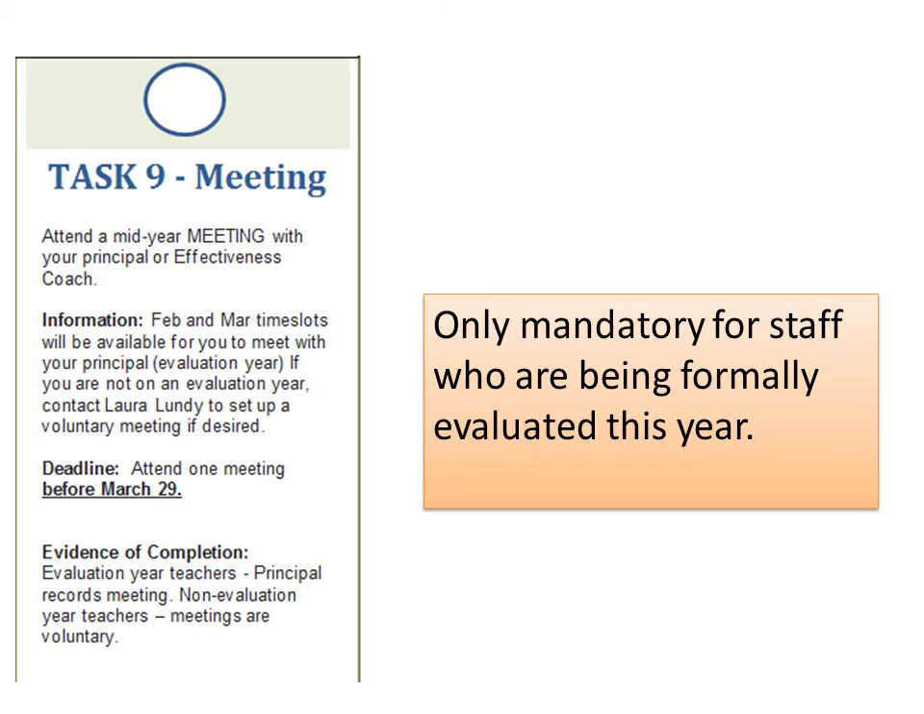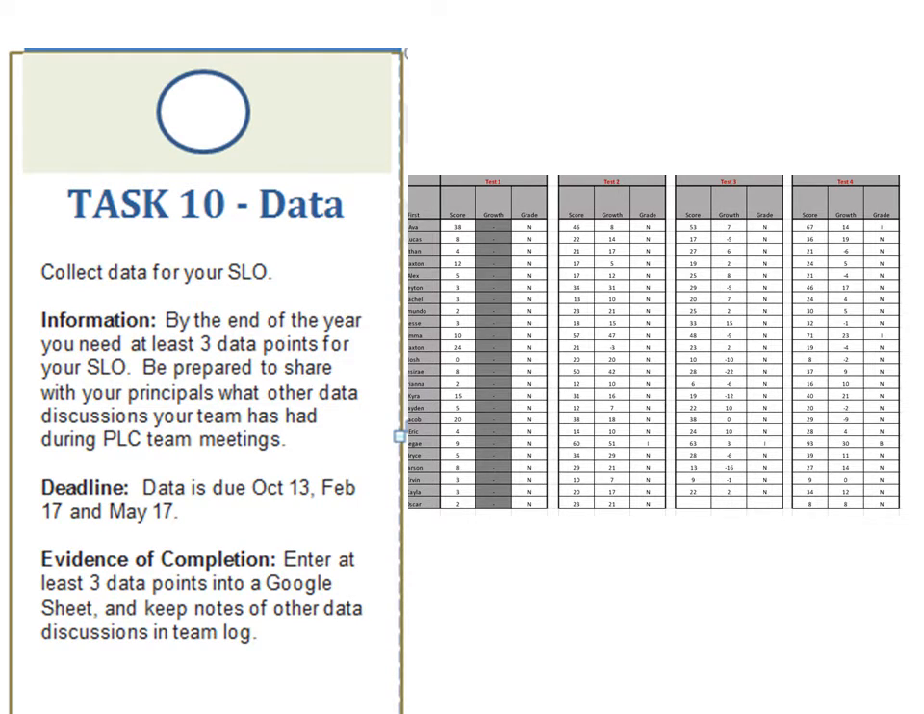Task 9, Meeting. The meeting does not have to be completed until March 29th, and it is only mandatory for those staff members who are on the formal evaluation cycle this year. If you are not up for evaluation this year, you may choose to meet with your principal or me, but this is not mandatory. Task 10, Data.